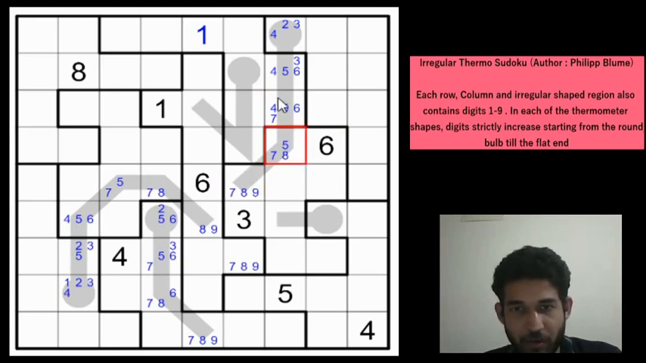And 5 is also not possible in this column, so we'll eliminate the 5 from these cells, right? And now you have 7 or 8 as the candidates here, which means that this cell cannot be a 7, right? Because if you have a 7 here, you will get an 8 here, and the thermometer has to strictly increase starting from the round bulb to the end. So this is not a 7, so this is 8 or 9, and this is 7, 8, this is 4, 6 and 7, this is 3, 4 and 6.